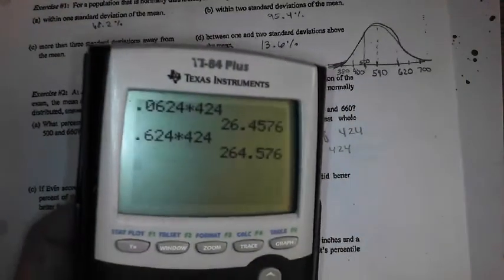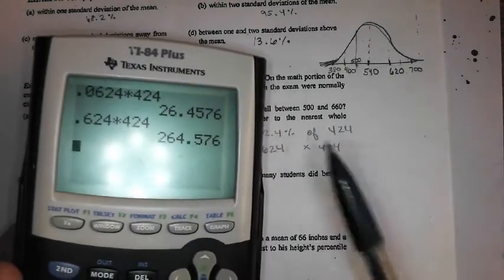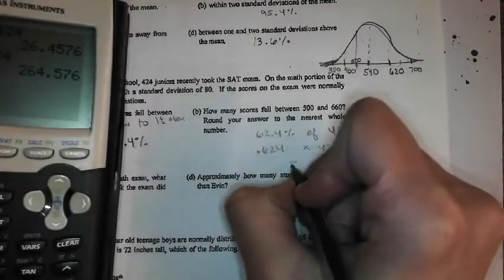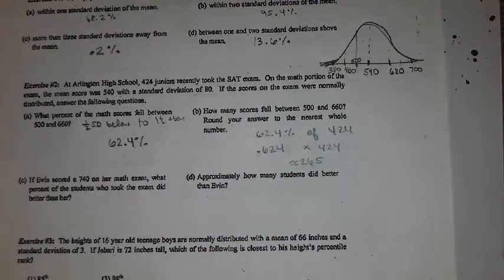Now these are people, right? Remember, these percentages are just estimates still. So I'm just going to round that to the nearest person. So that would be approximately 265 of our juniors.